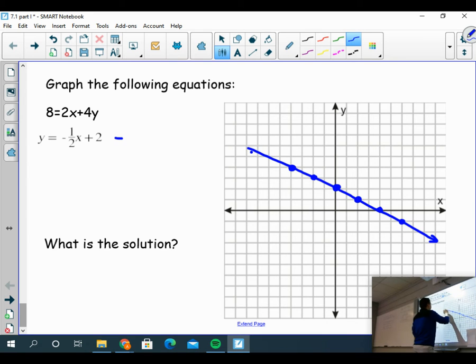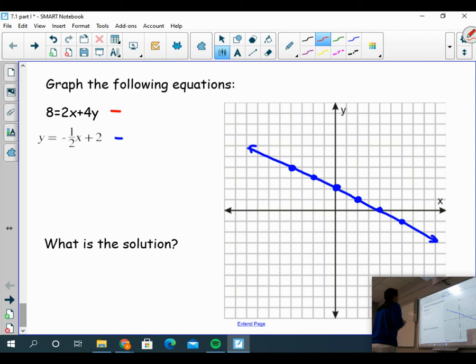But the top one looks a little bit different. We kind of have to dig in the memory bank a bit. I can't just go ahead and plot a y-intercept and slope and graph it because the top equation's not in slope-intercept form. What form is it in? Well, if we think back to chapter 6, our equation is in standard form. So how do I graph an equation in standard form?